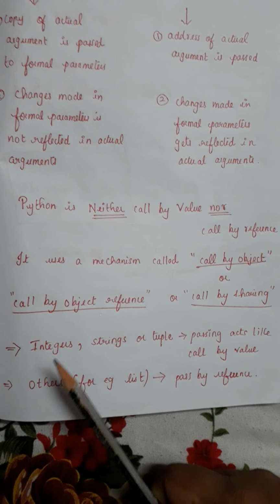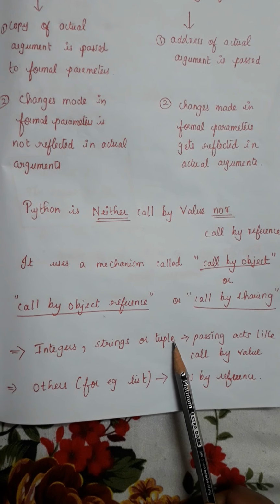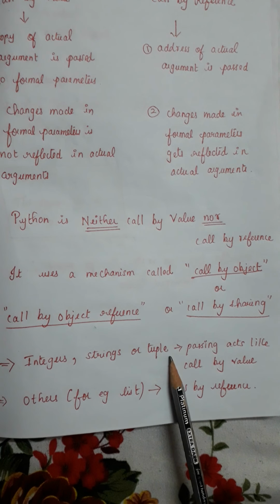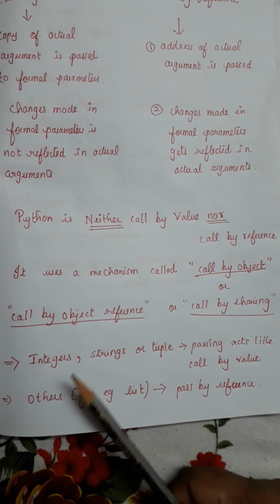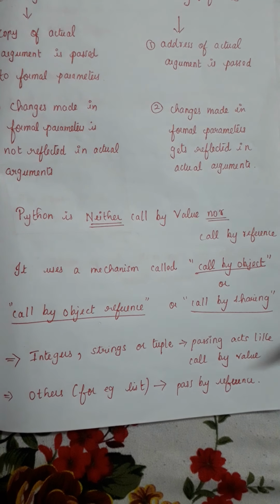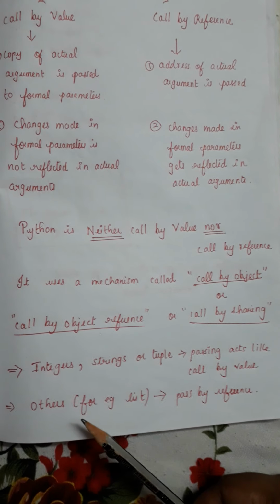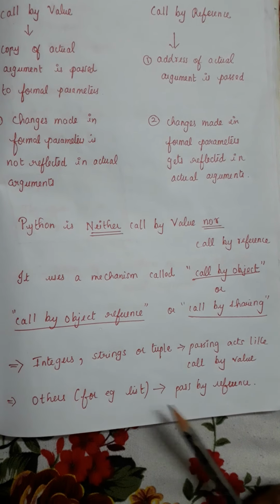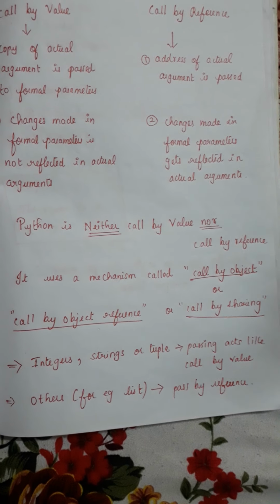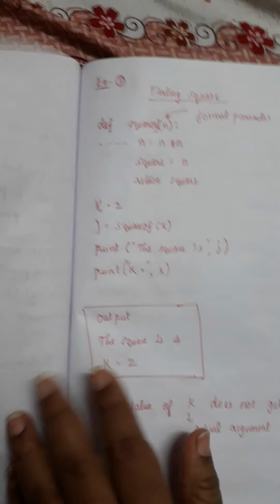Take for example, if we pass integers, strings and tuples, I think you remember these are all immutable data types. You cannot make changes to these values. You cannot modify a string, you cannot modify a tuple, you cannot modify an integer also, right? So these kinds of immutable data types, when passed as inputs to the function, follow call by value or pass by value. The other data types, for example if we pass a list, then it is pass by reference. Let us see a simple example so that you better understand what is pass by value and pass by reference. Now look at this program.